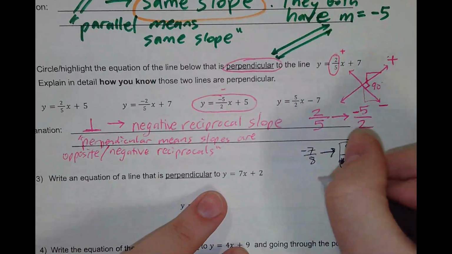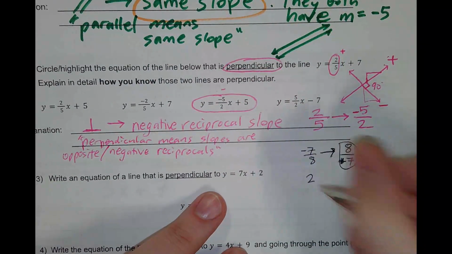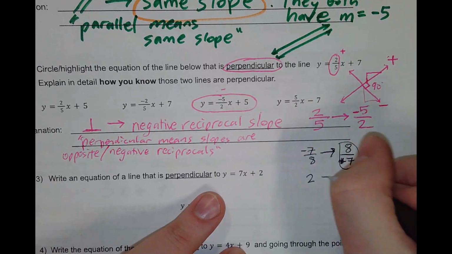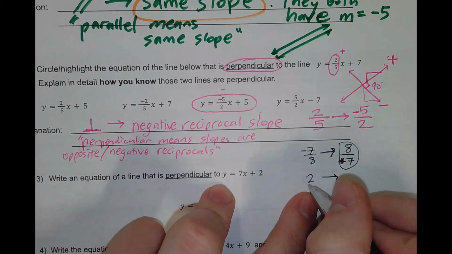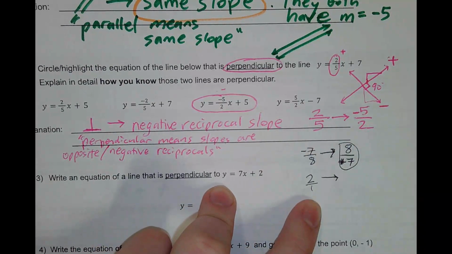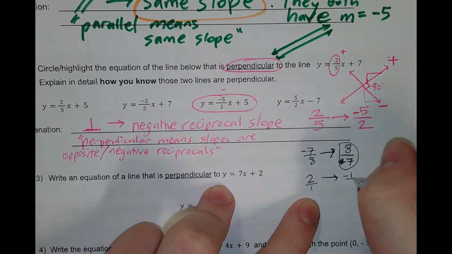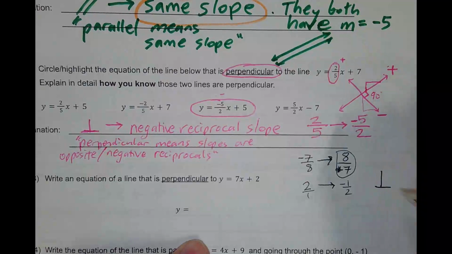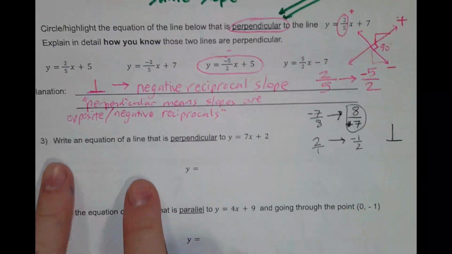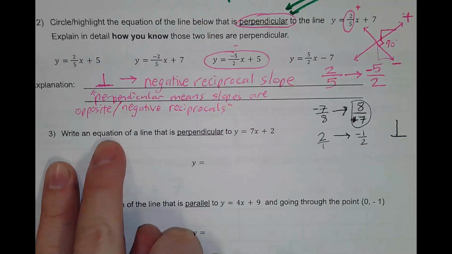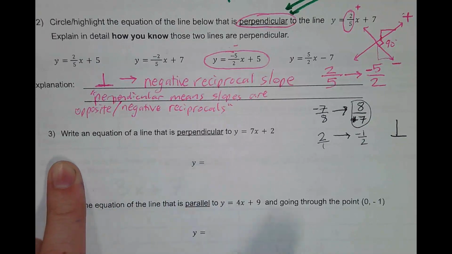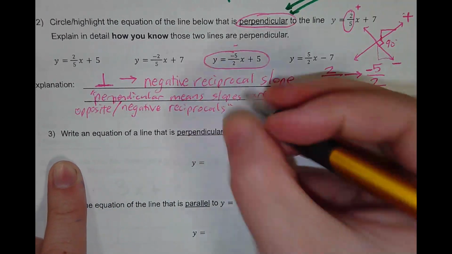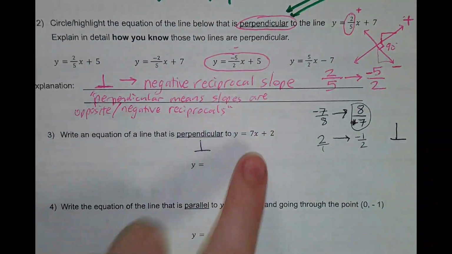And another one, what if I gave you a slope of 2? How do you flip a 2? Well, it has to be written as a fraction. So 2/1. And now that's going to be -1/2. So just some additional practice for perpendicular. This problem right here, number 3, actually is something very similar. It says to write an equation of a line that is perpendicular, 90-degree angle, to 7x plus 2.